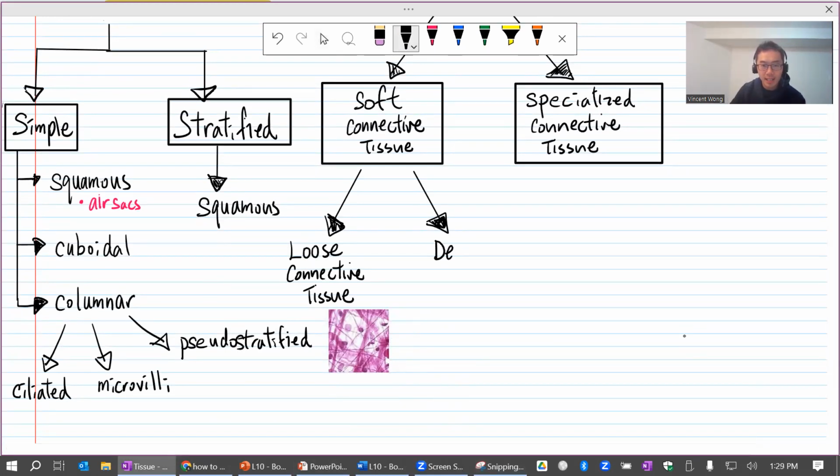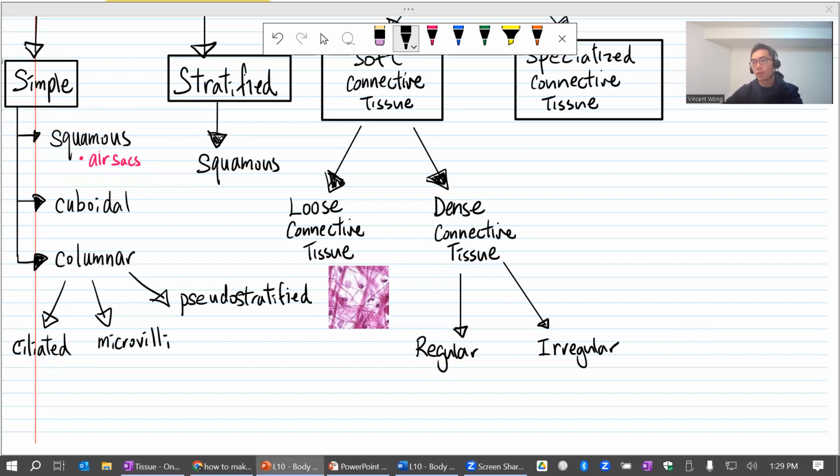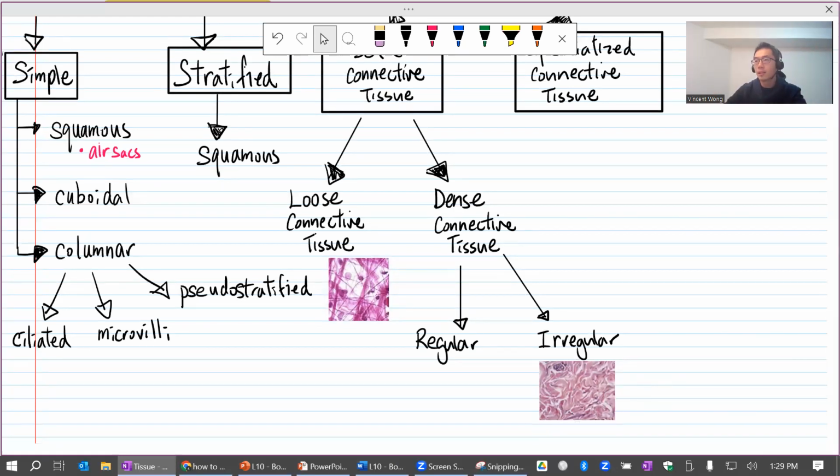And then we have dense connective tissue, which separates into two kinds. We have regular and irregular. Again, I'm just trying to get a picture for you to see. This is irregular. It's so random. The fibers are not going in a particular direction.